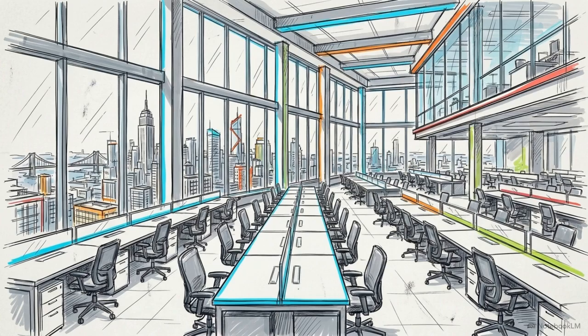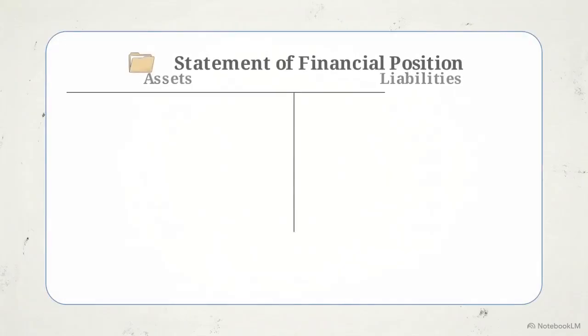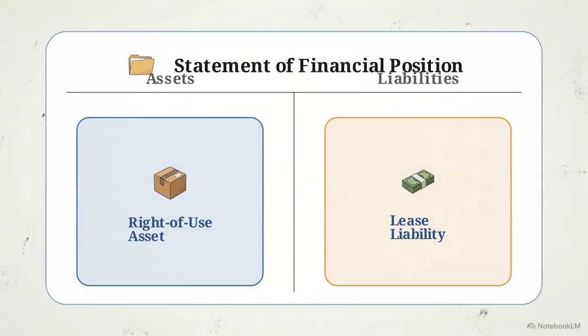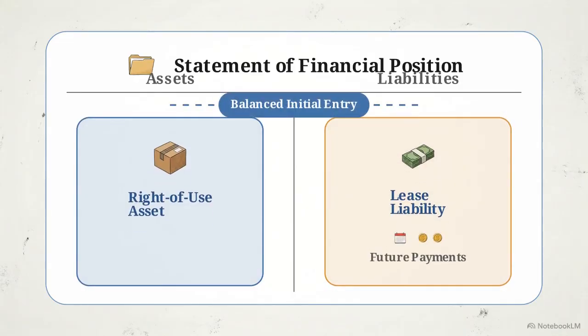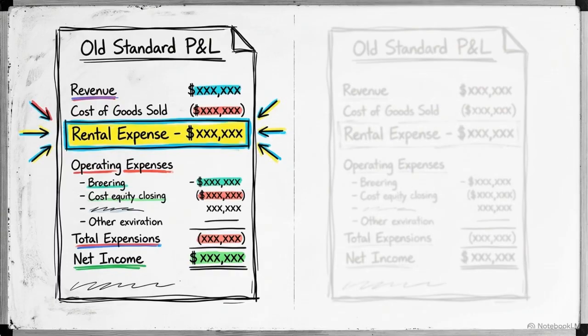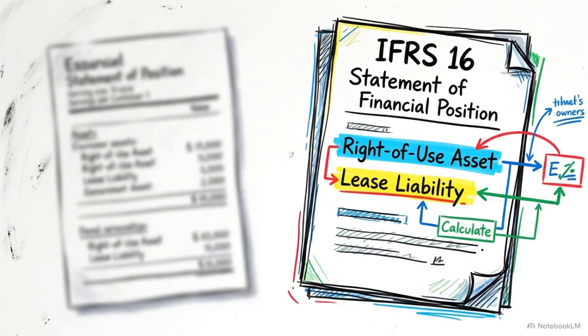You are capturing the value of the control you now hold over the property. Simultaneously, the lessee must record the corresponding lease liability, representing the present obligation to make future payments. This side-by-side layout illustrates the shift. Historically, long-term rental commitments were hidden as simple operating expenses on the P&L. Now, the right-of-use asset and the liability are pulled forward and capitalized on the statement of financial position.